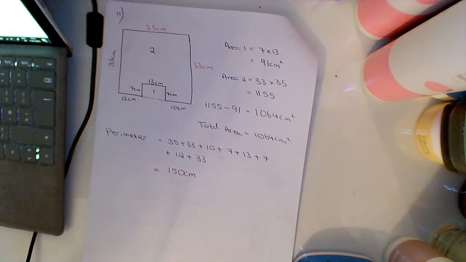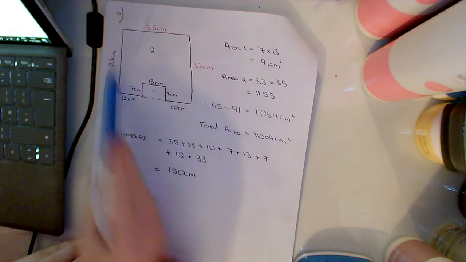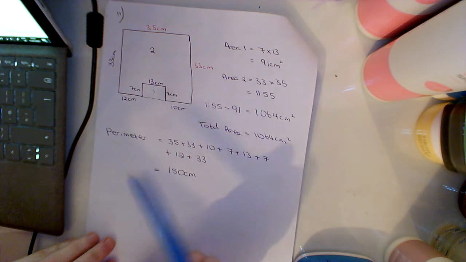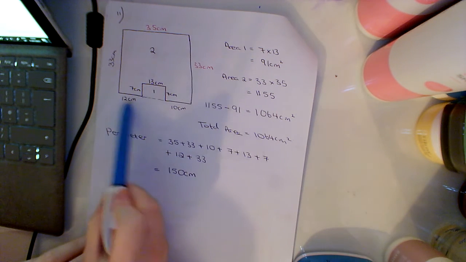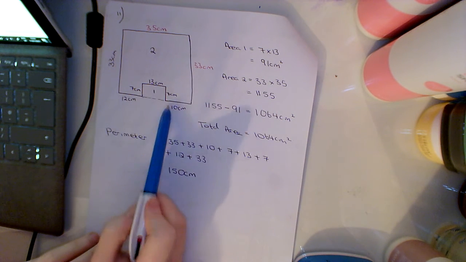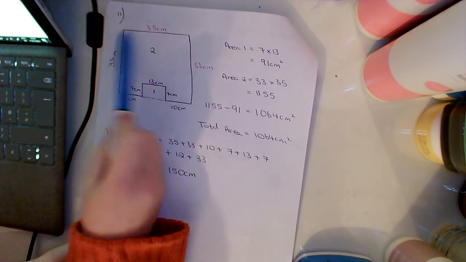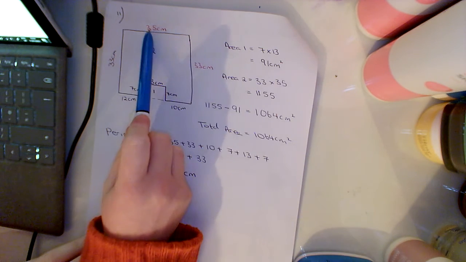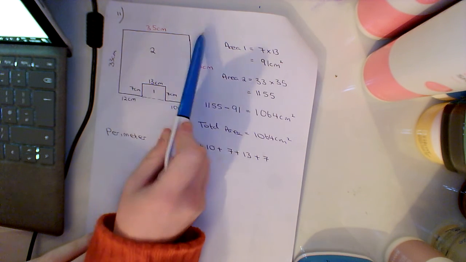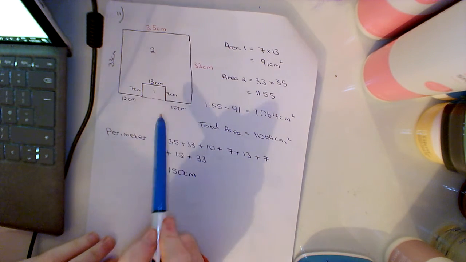Okay, so this is part 2 of question 2. I was given this shape here, and in the red I filled in my missing pieces. So I knew that this is 12, this is 13, this is 10, so when I add them together it's equal to up here, so this is 35. This here is 33, so that means this length here also must be 33.